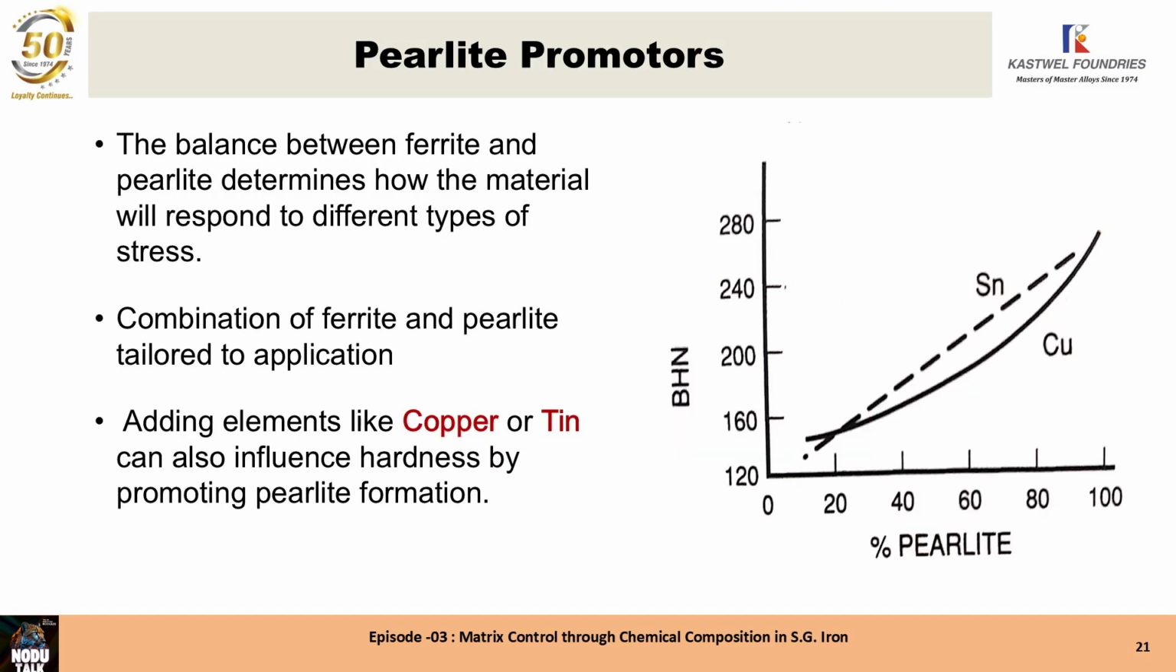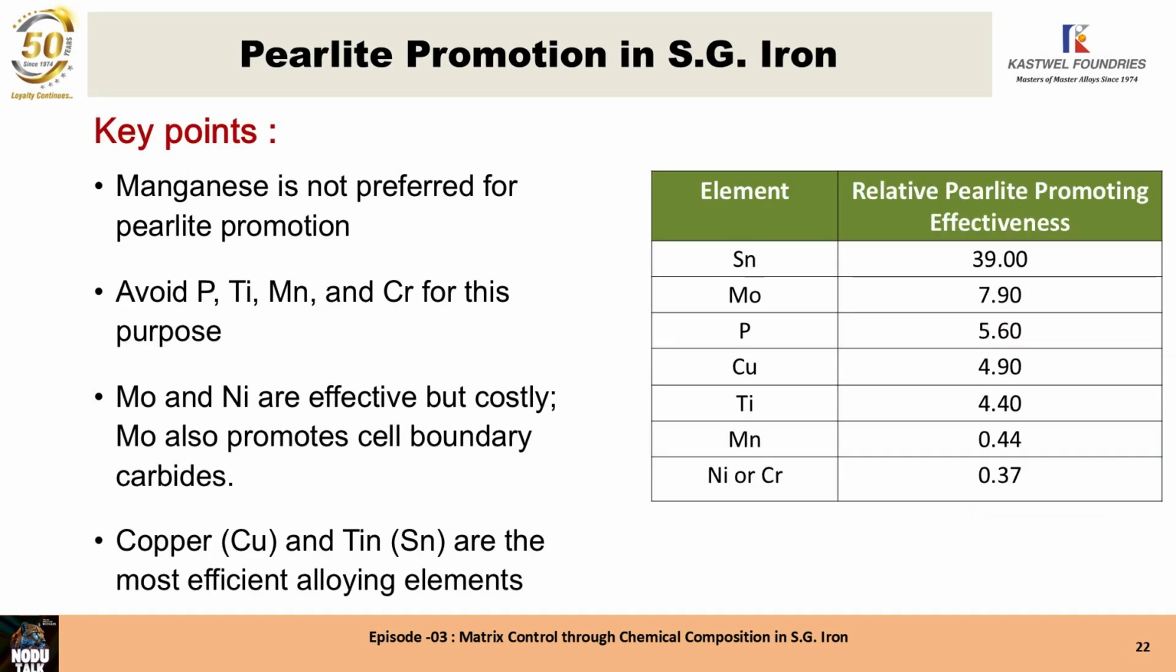The balance between ferrite and pearlite determines how the material will respond to different types of stress. Combinations of ferrite and pearlite are tailored to the application. Adding elements like copper or tin can also influence hardness by promoting pearlite formation. The figure on the side shows the percentage ferrite decreased by adding copper, decreased by adding tin, and the effect on the hardness. Let's look at the key points to be considered.